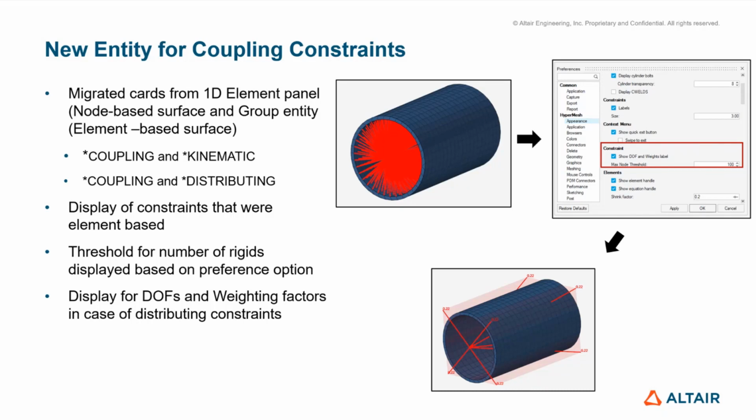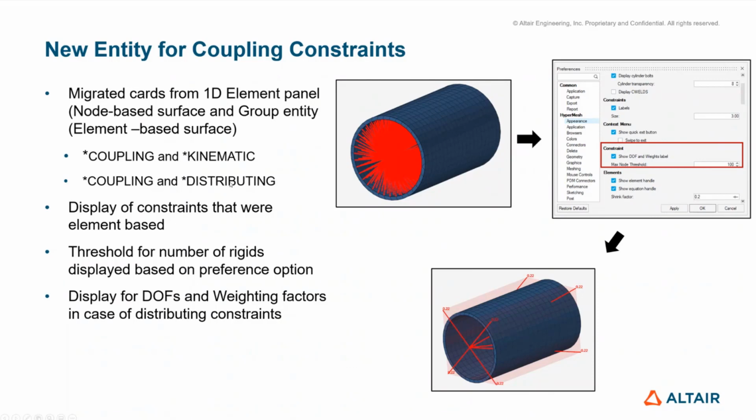Now we have migrated the 1D panel constraint as well as the group entity-based one, both node-based surface or element-based surface, to a new constraint entity. And with the availability of the new constraint entity, obviously you would be able to visualize both of them. And as you can see, there are a couple of keywords of the coupling constraint: one is kinematic, which is pretty close to the rigids, and the other is distributing, which is very close to the RB3s.